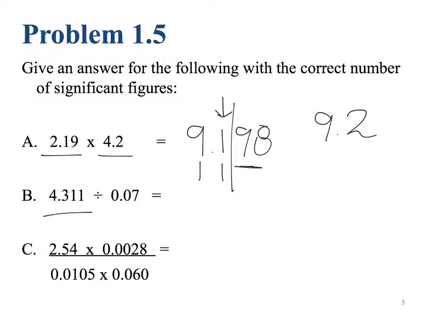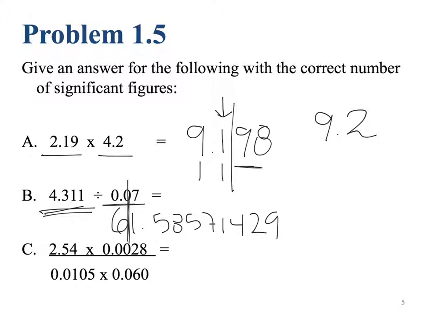Same thing with this one. 4.311 divided by 0.07. When we do this in our calculator, we get this number, 61.58571429. That's not the correct way to answer our problem. We see here we have 4 sig figs, here we have 1. Our answer should only have 1 sig fig. So we're going to cut it right here. To the right, what do we see? A 1. If we want to round to the correct number of sig figs, that will be 60.